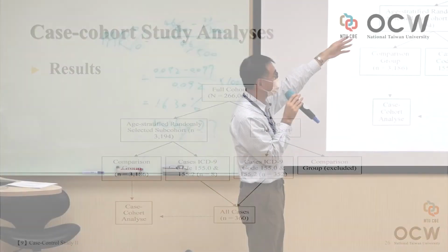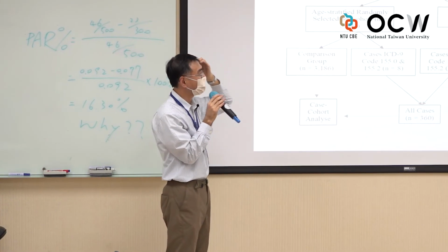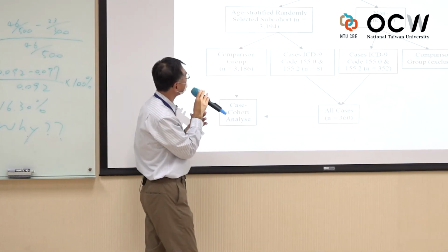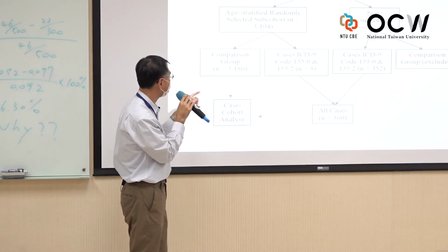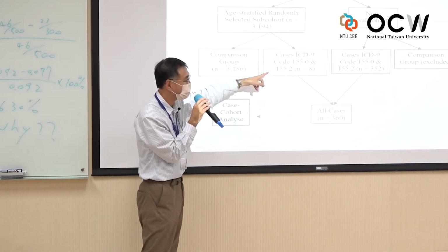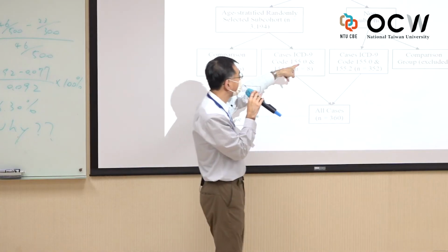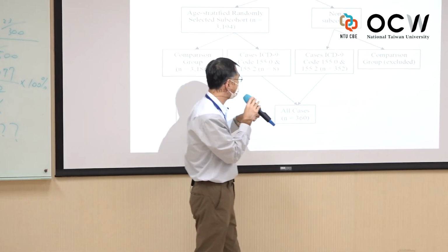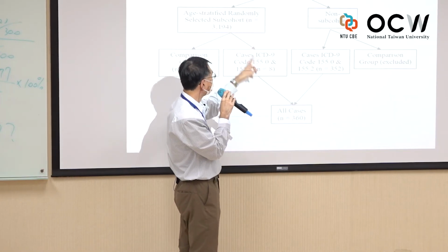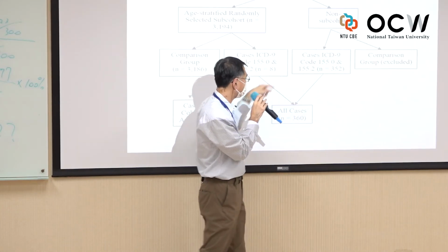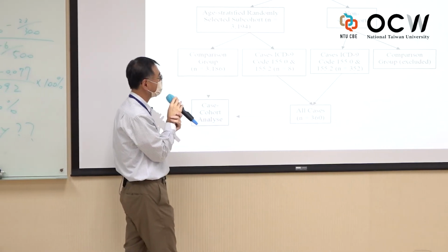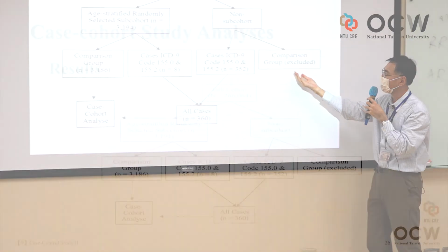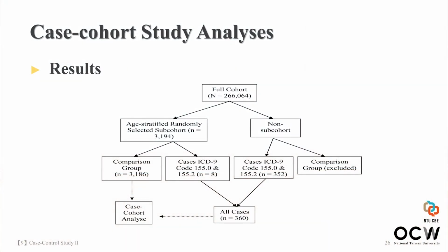Okay, it's a full cohort of about a quarter million population in Shanghai, in China. Then we do age-stratified randomly selected subcohorts, and some of them got the disease here, which is liver cancer. Right? And then in the group of non-subcohort, of course, there are some liver cancer cases. So 8 from here, 350 from there. So the total will be 360. Okay? And the ones who are not in the subcohort and have no disease will be excluded from the analysis.